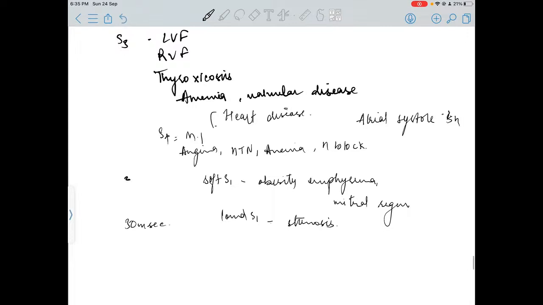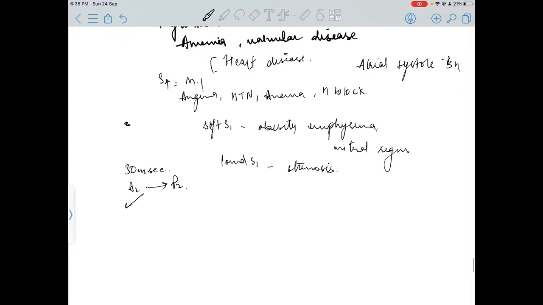Now A2 and P2, there is a difference of 30 milliseconds, I think. So if there is a narrow split, that means P2 is closing before it should. That means that either A2 has slowed down, or this is closing faster. It will happen in case of stenosis.